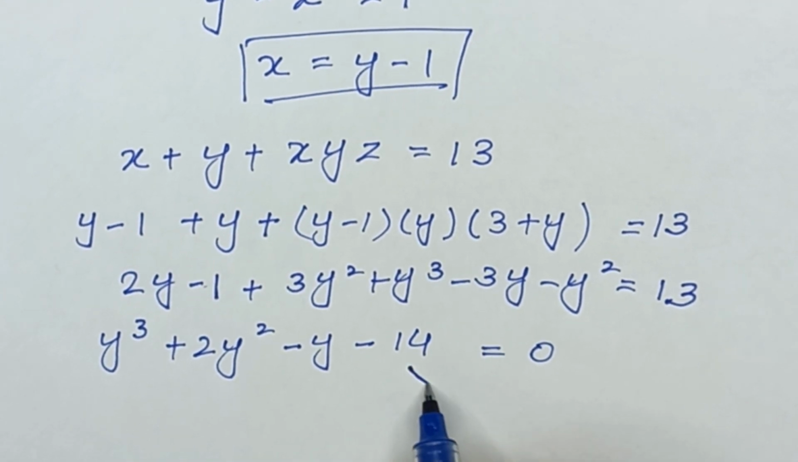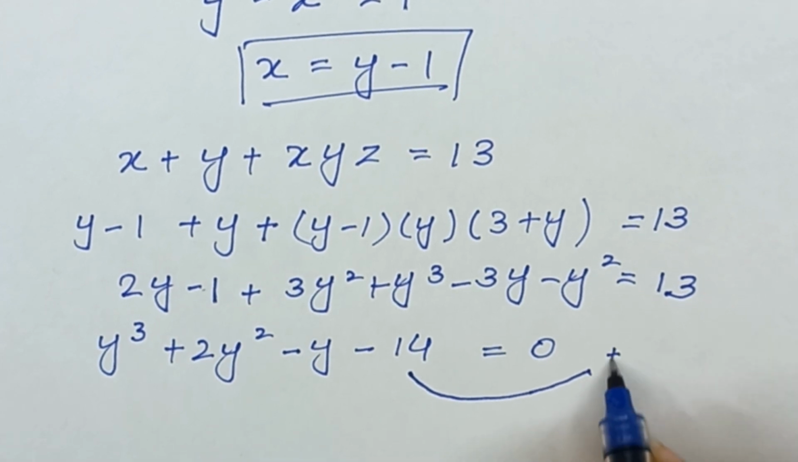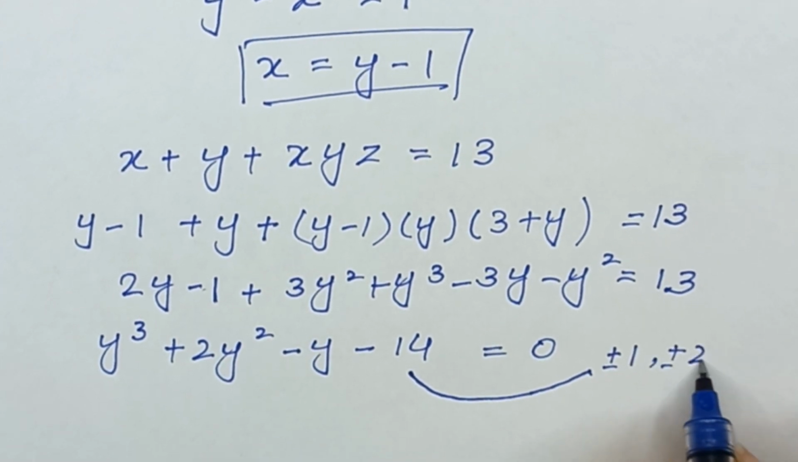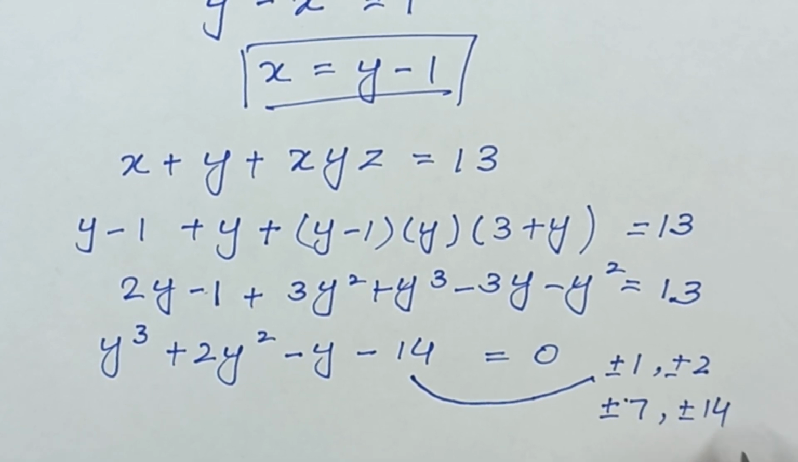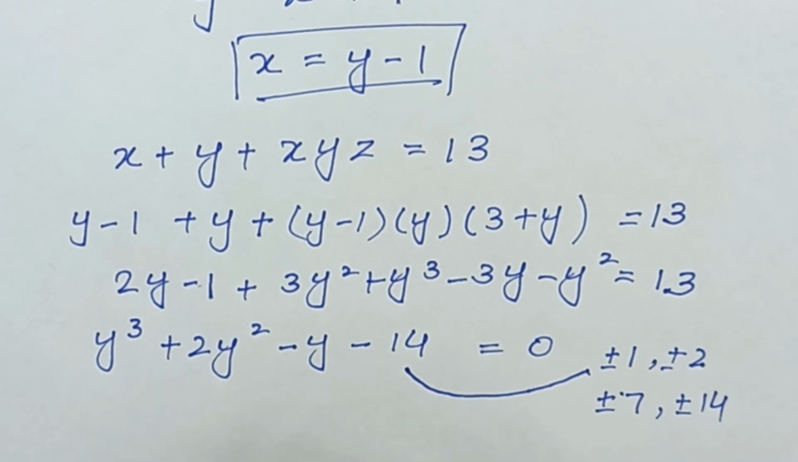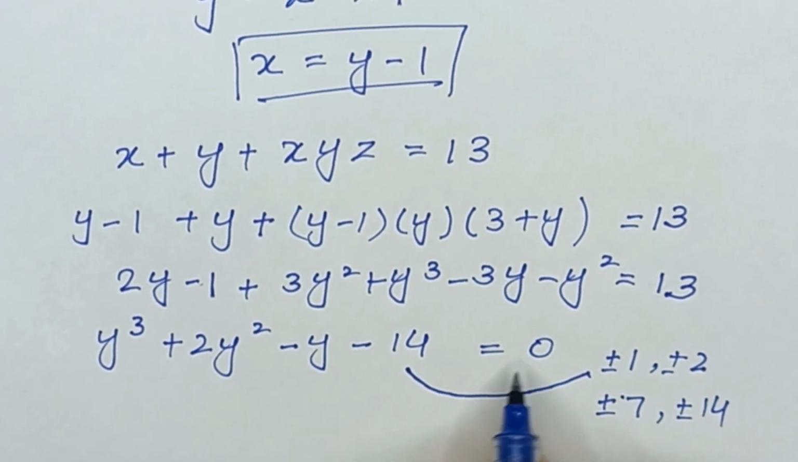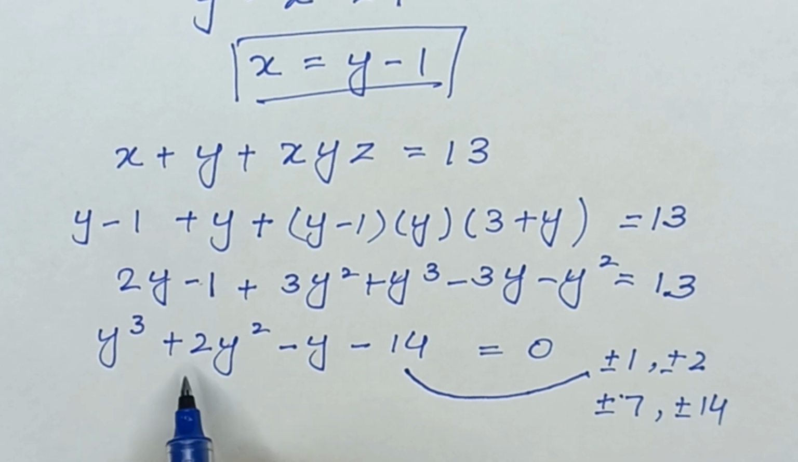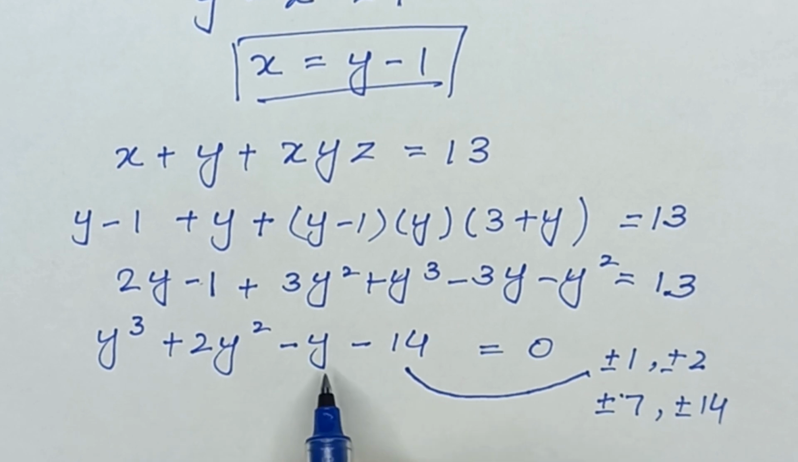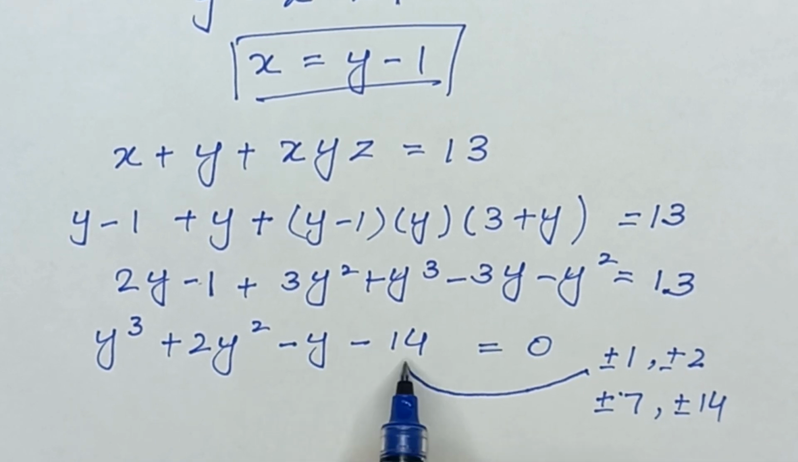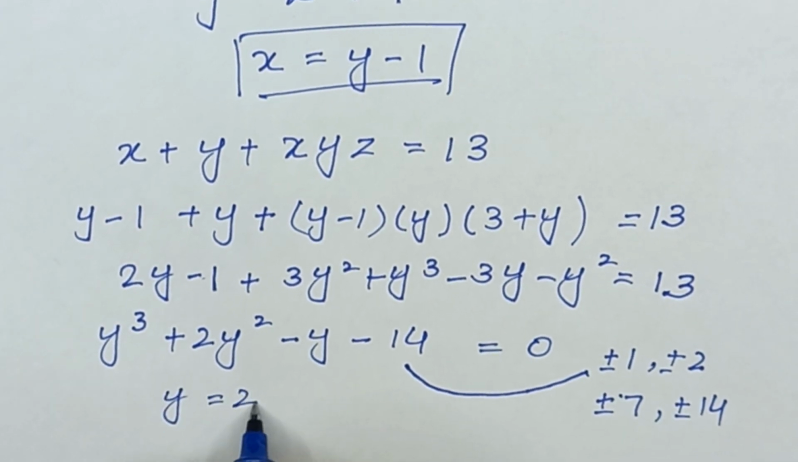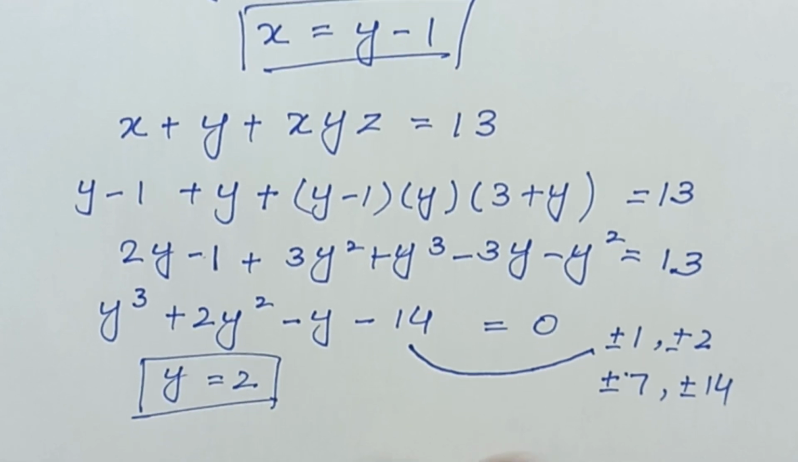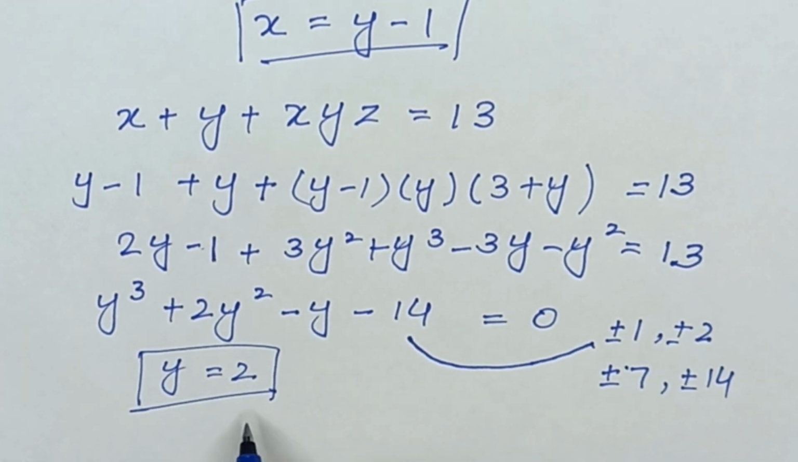So here this negative 14 has divisors plus minus 1, plus minus 2 also, plus minus 7 and plus minus 14. So when I substitute y is equal to 2, it will satisfy our equation, as 2 cube is 8 and 2 square is 4, 4 times 2 is 8, 8 plus 8 is 16, and this negative 2 and negative 14 will be negative 16, then it will cancel out and it will be equal to 0. That means y is equal to 2 is one of the roots of this equation, and y minus 2 is a factor of this polynomial.